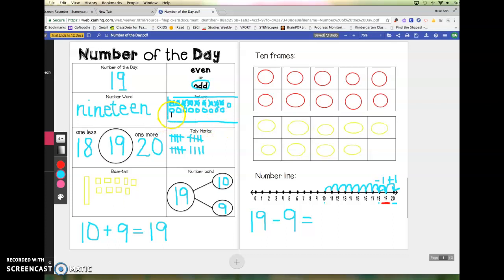So then how many do I have left? 1, 2, 3, 4, 5, 6, 7, 8, 9, 10. So 19 minus 9 is 10. Good job.